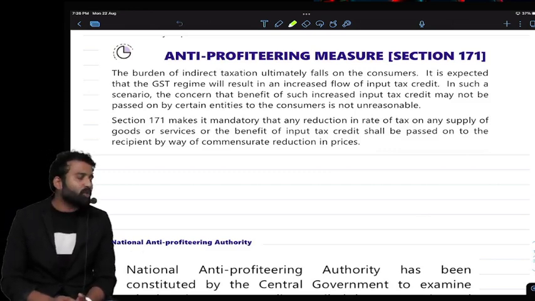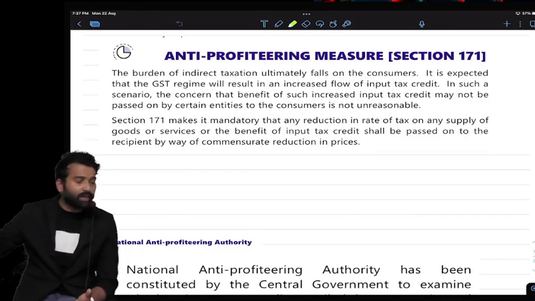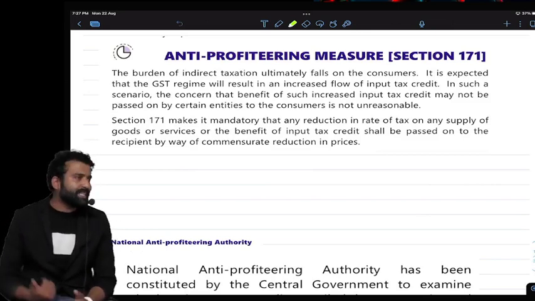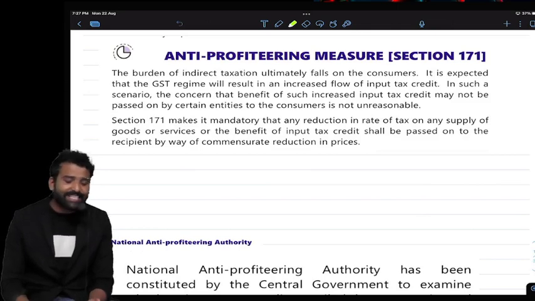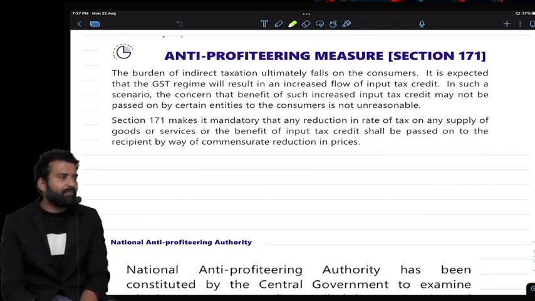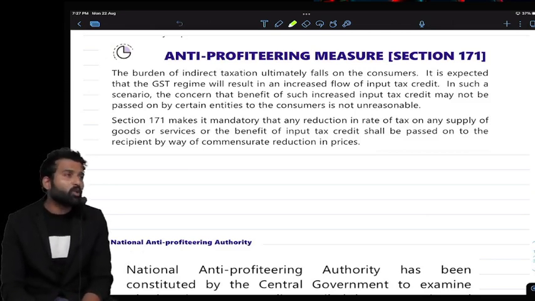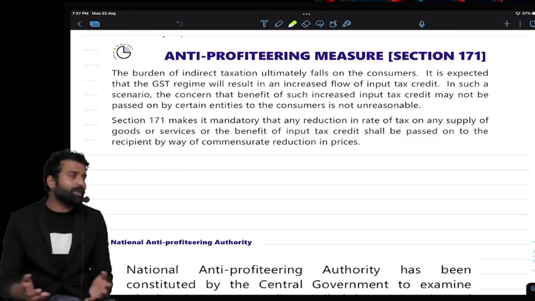So either the company has to pass on the benefit of the reduction in rate by reducing the price, or by increasing the quantity. Ultimately they have to pass on the benefit of the reduction in rates. If they are doing that, then it's good. If they are not doing that, then the company has to suffer a lot of penalties, and their GST can also be cancelled.